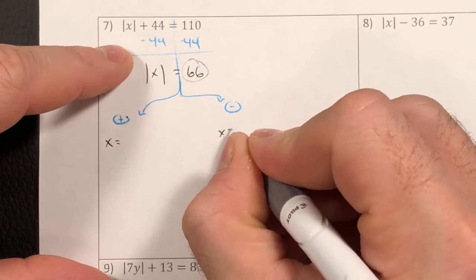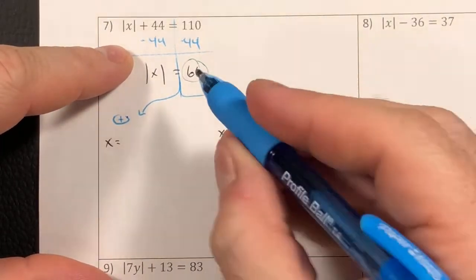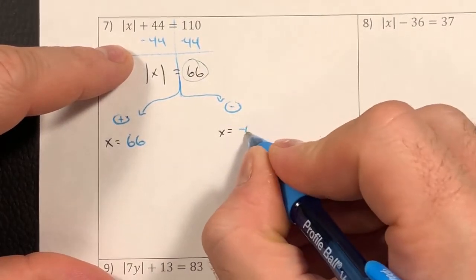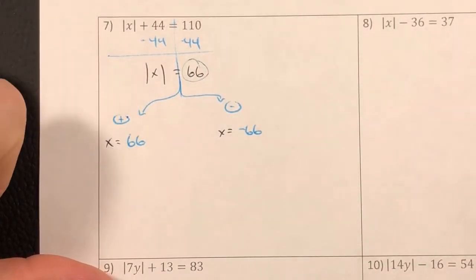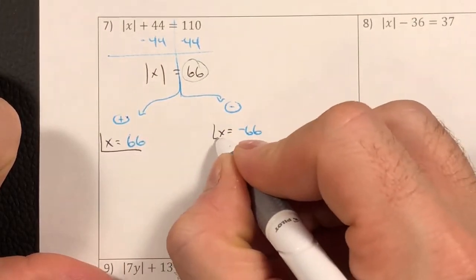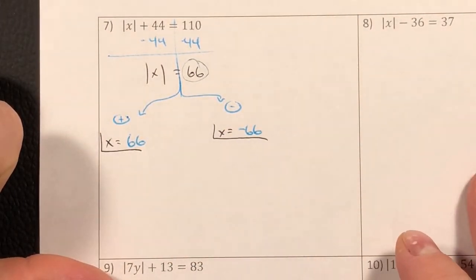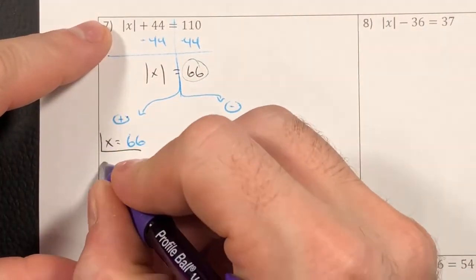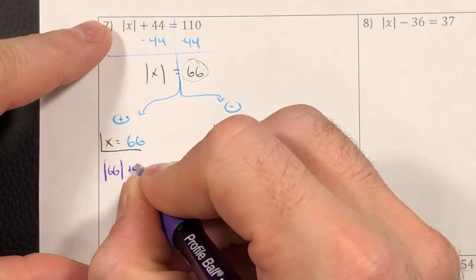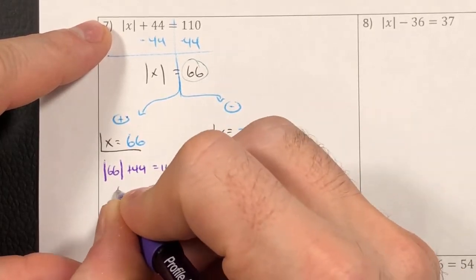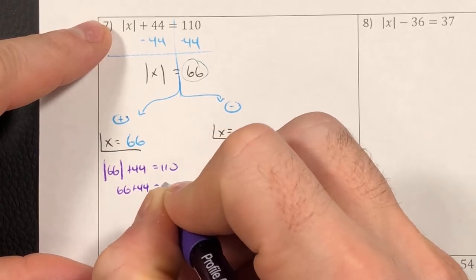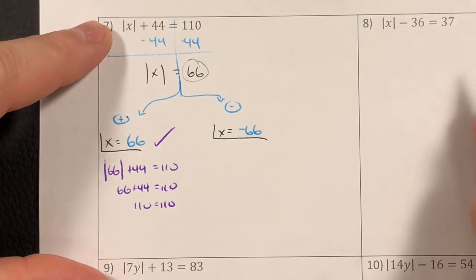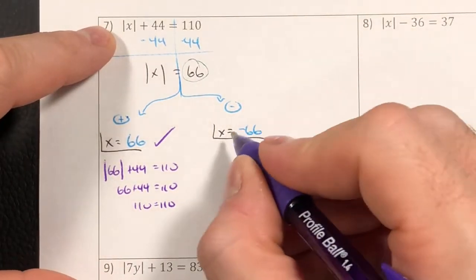So x equals 66 times positive 1 is 66. 66 times negative 1 is negative 66. Again, we like ones like these because in this case, I don't need to do anything further. I am just going to go ahead and try and plug this in and check this. So when I plug in 66, absolute value plus 44, 66 plus 44 is 110. That answer checks out. We do the same thing with the negative 66.